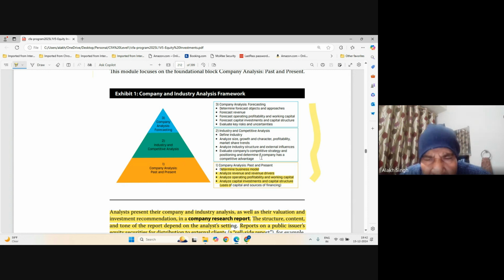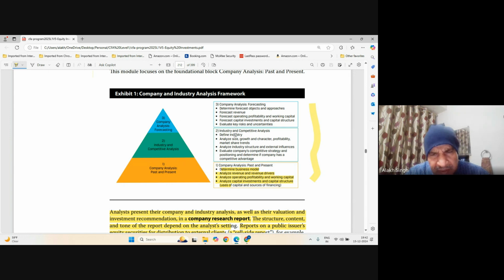So what does he do in company analysis? Determine business model. Analyze revenue and revenue drivers. So what does business model contain? Okay, we will study in detail what it produces. Then analyze operating profitability, analyze capital investment. All these are micro level analysis.